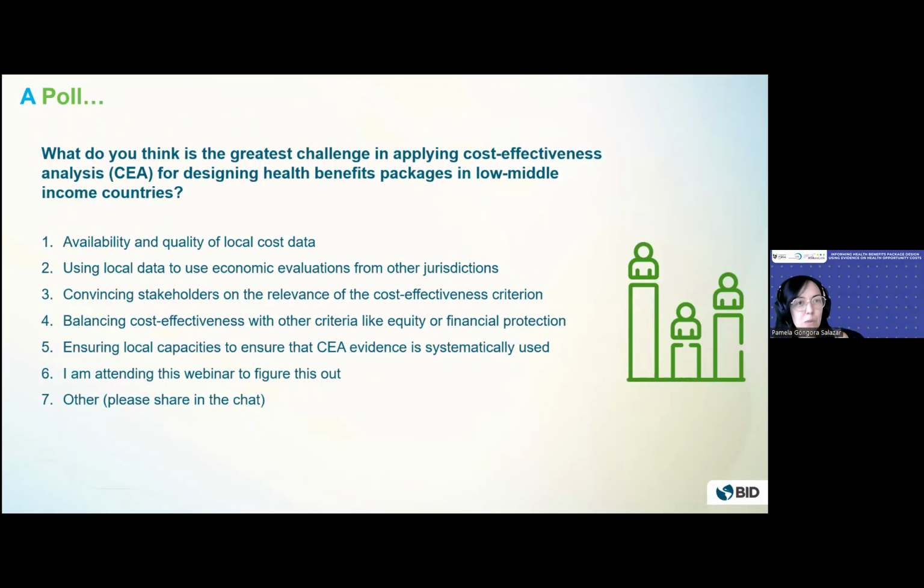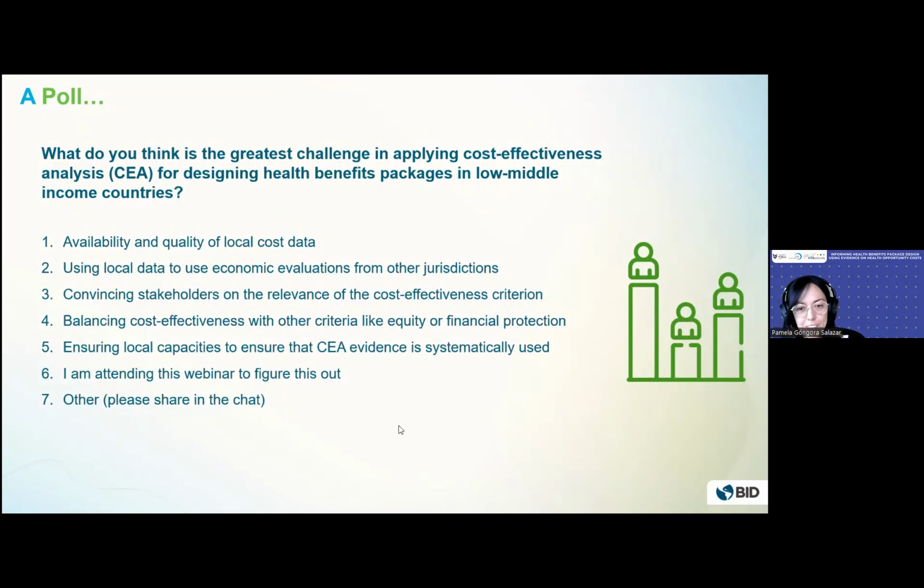I would like to start with one question to all of you, just to warm up. I think you will see the question displayed in Zoom. What do you think is the greatest challenge in applying cost-effectiveness analysis for designing health benefits packages in low- and middle-income countries? You will see that there are seven options for you to choose. So if you can share your thoughts with us. And of course, feel free to also share your thoughts in the chat, especially if you think that none of the options displayed happens to be the answer.